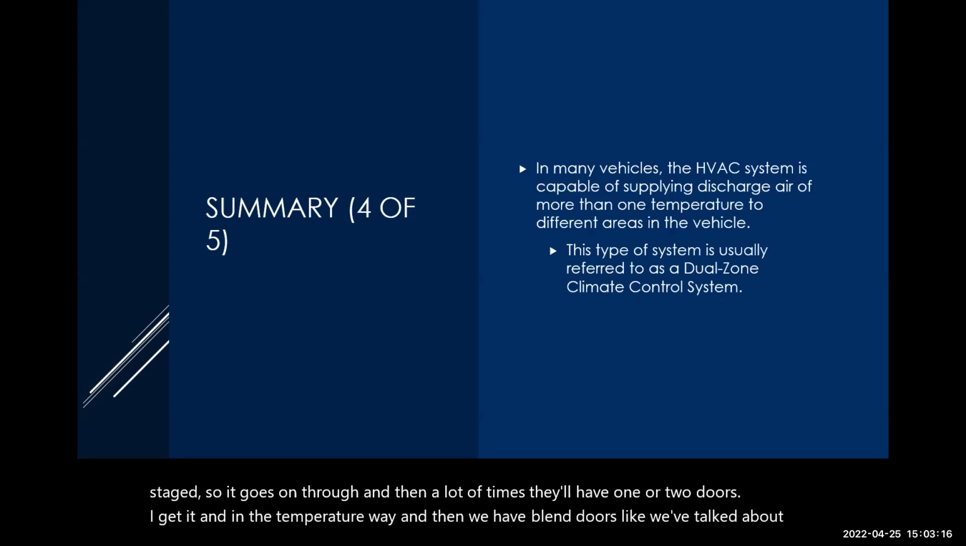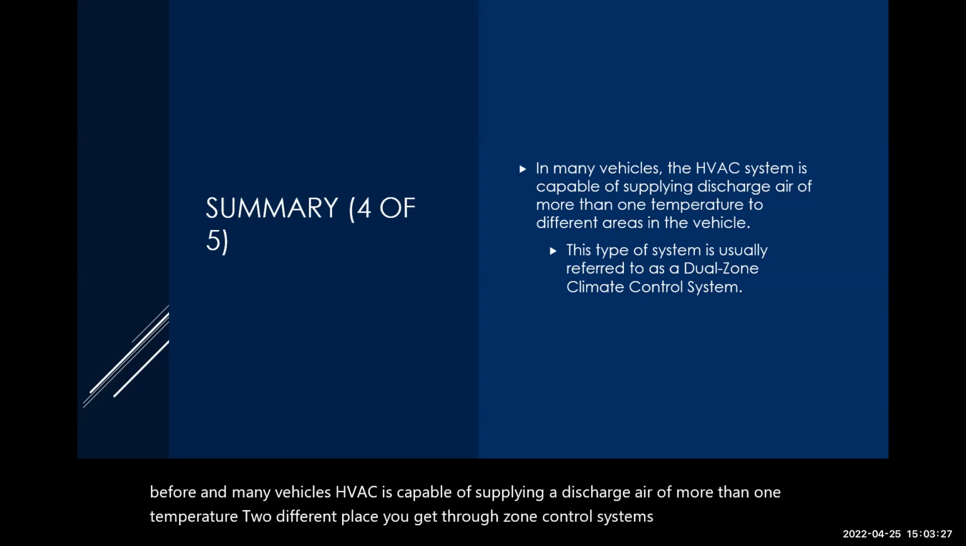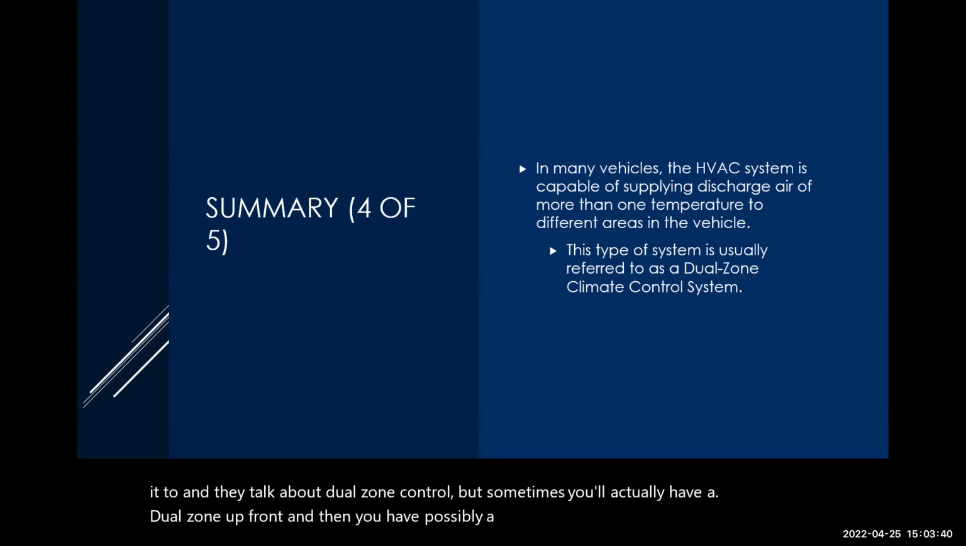In many vehicles, HVAC is capable of supplying a discharge air of more than one temperature to different places. You get your zone control systems, and they talk about dual zone control, but sometimes you'll actually have a dual zone up front, and then possibly a zone in the back too. So there could be 3 zones part of that.